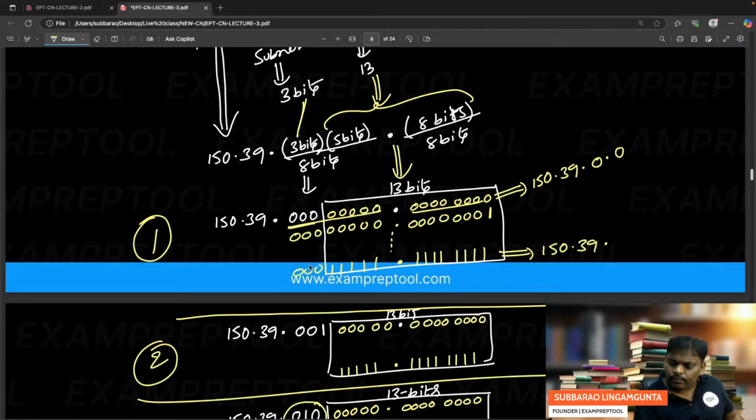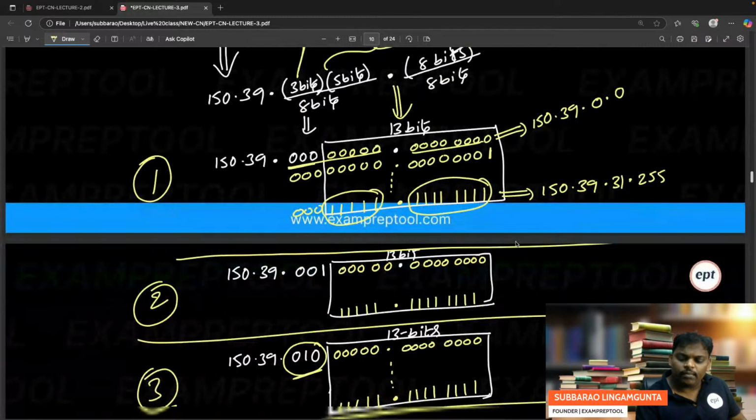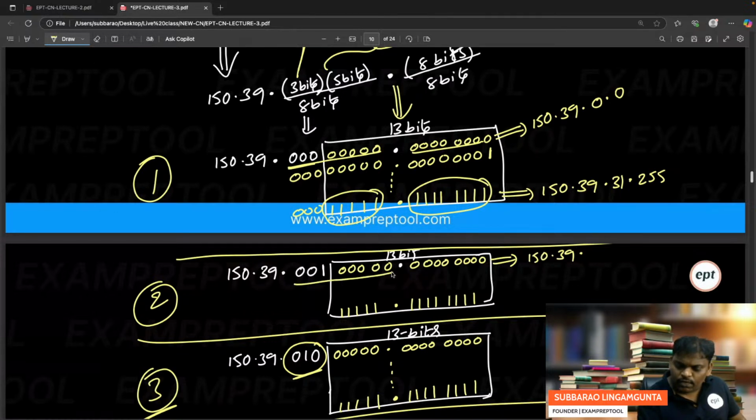So what is the answer? If you observe this number, I think 5 ones. 5 ones means 31. Here, 8 ones, I think 255. Please check, 255. The next one, the immediate number, 256. 150.39. Here, if you observe, 0, 0, 1. 0th bit, first bit, second bit, third, fourth, fifth. Fifth one means 2 power 5, that is 32.